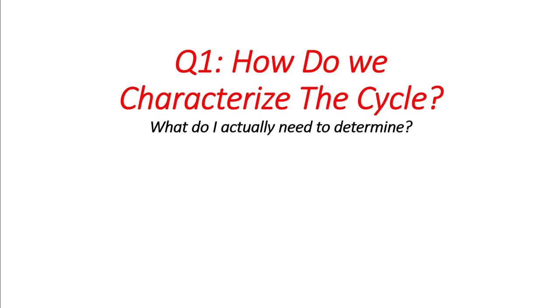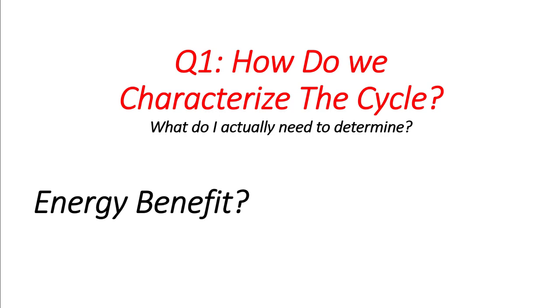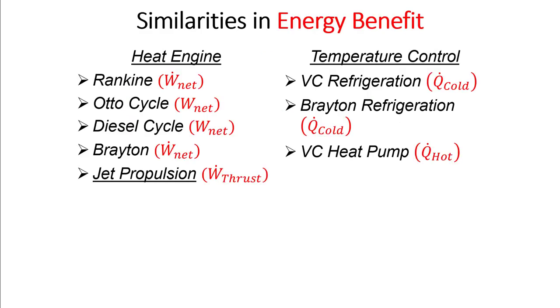So let's look at some typical cycles that you might encounter in your thermodynamics class. I think the questions that we want to ask when we're looking at a particular cycle are, what's the energy benefit and what's the energy cost? If I group cycles that I might see in thermodynamics by energy benefit, I might want to look at heat engines. So my heat engines are typically interested in producing work or power. And in the case of a jet engine, instead I want thrust, right? But these are things where I'm trying to get mechanical work, right? And if I'm trying to do temperature control, I'm either looking for something where the benefit is that I'm trying to cool down a place that's already cold, or I'm trying to heat up a place that's already hot.